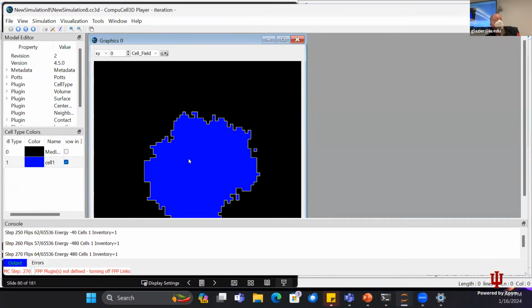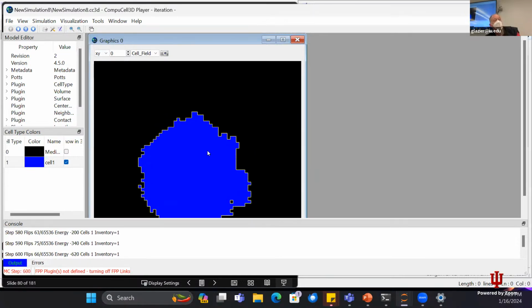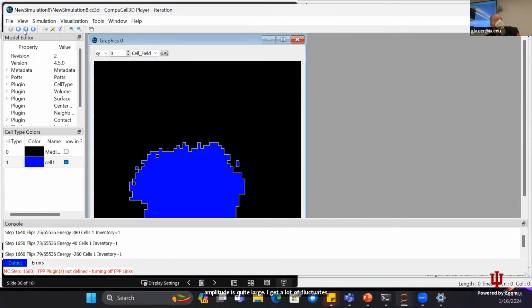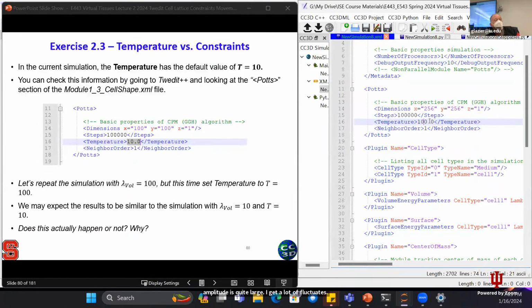So here I have very high temperature, so the fluctuation amplitude is quite large. So I get a lot of fluctuation. Okay. In general, in our world, we're going to set that temperature value to be some number, typically 10, and we'll leave it. And we won't adjust that, but it's possible to do that if you want. Okay.